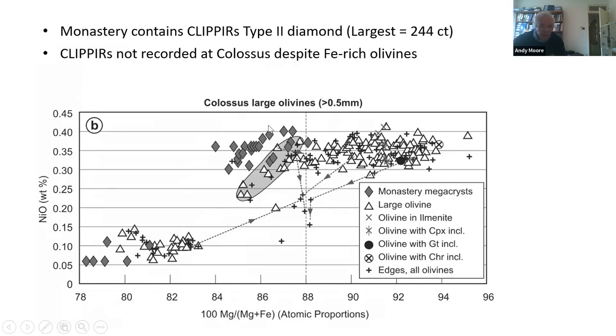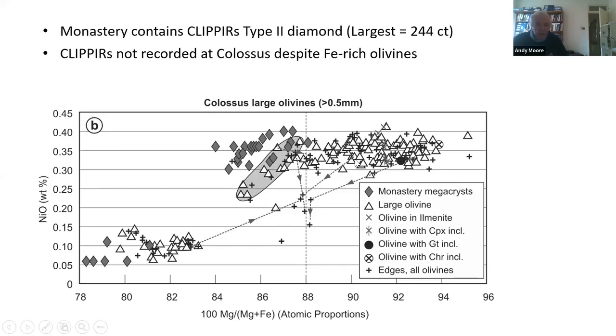But this illustrates one of the problems. The olivines here are megacrysts, these are actual megacrysts from Monastery. They go down to very iron-rich compositions. That's great because clippers have been reported from Monastery. So in Monastery, the association seems to work.